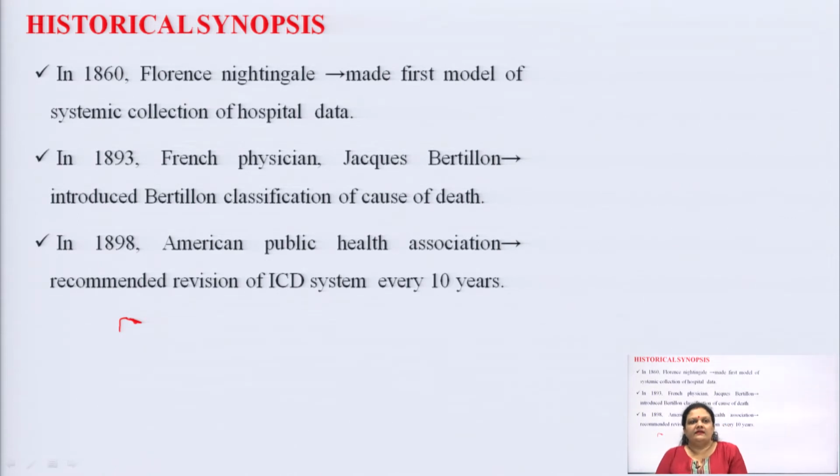After that, in 1893, another French physician named Jacques Bertillon. I hope you have heard about the Bertillon classification of cause of death. So, Jacques Bertillon introduced the Bertillon classification of cause of death, and at that time it also played a very vital role in the generation of the ICD system, the globally acceptable system for the classification of different diseases. Okay.